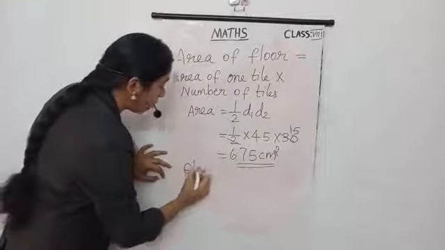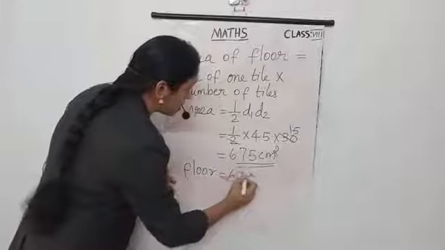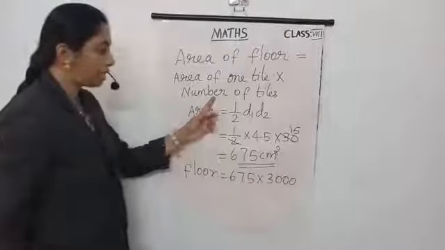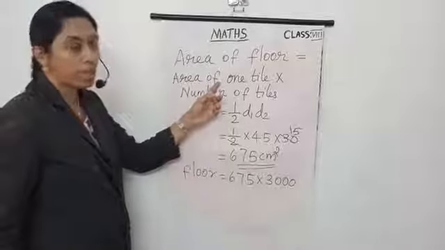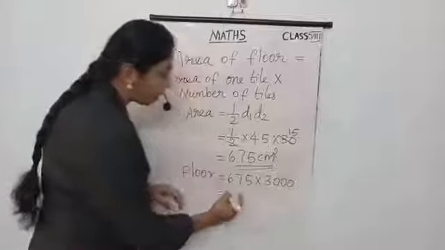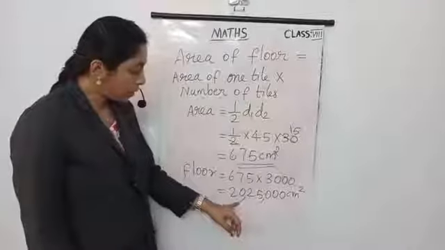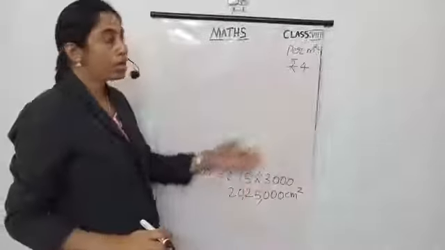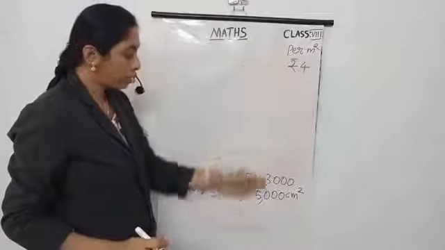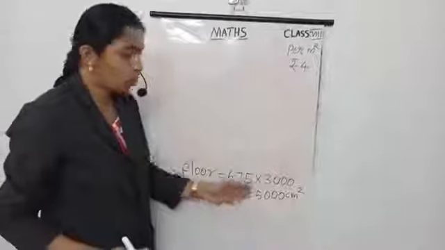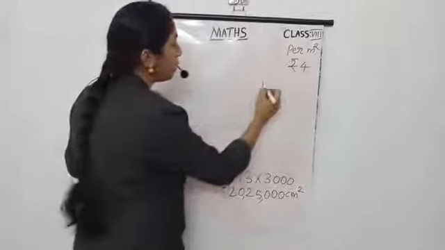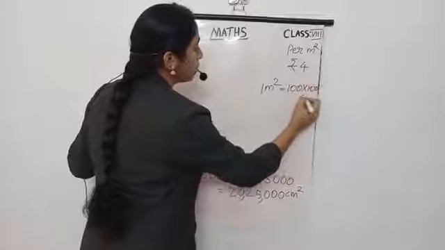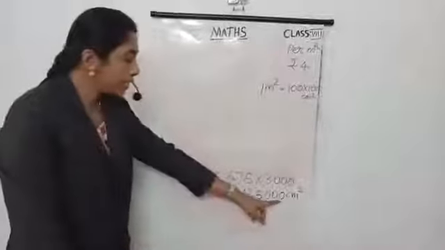So area of floor is equal to 675 into 3000. 3000 is the number of tiles and 675 is the area of one tile. Now multiply this, after multiplying we get 20,25,000 centimeter square. Given cost per meter square, so first we need to convert this area to meter square. So already we learned 1 meter square is equal to 100 into 100 centimeter square.